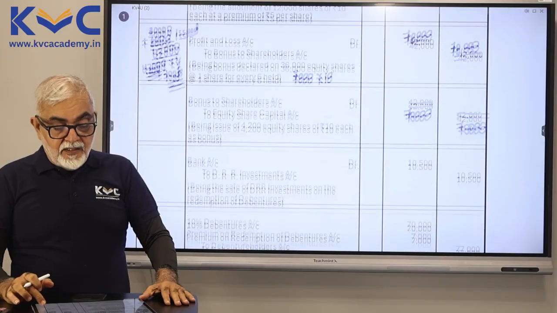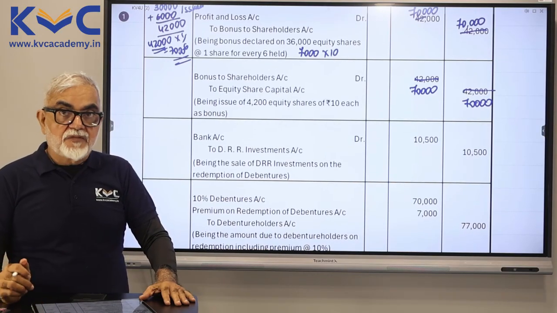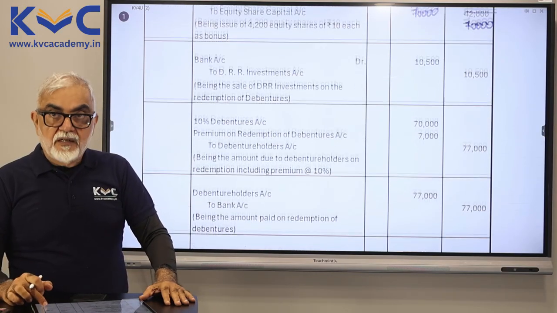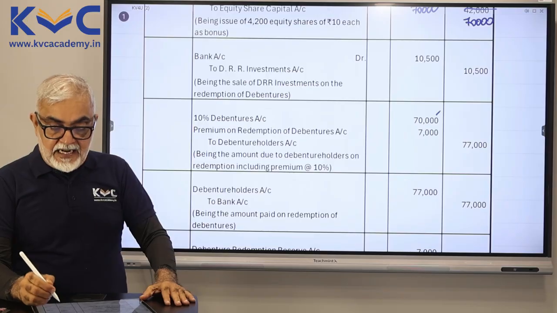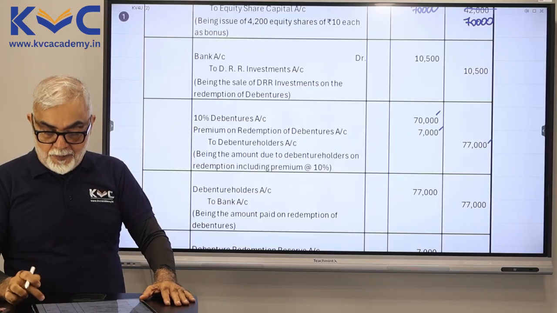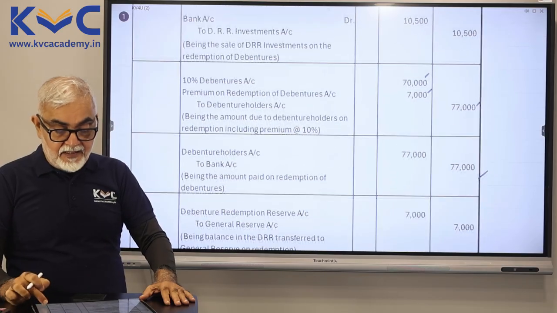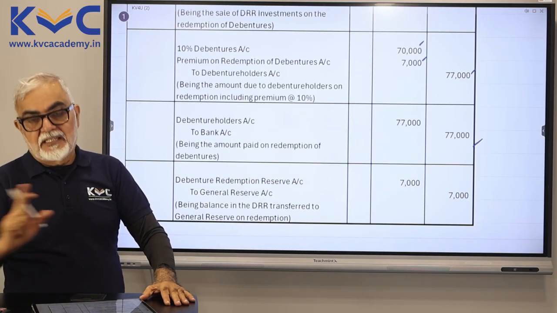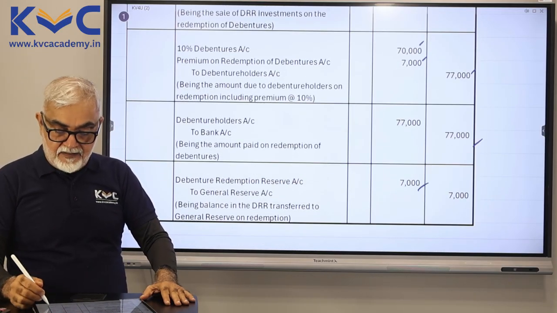Okay. Then we sold the investments for debenture redemption. Debentures of 70,000 are going to be redeemed at a premium of 7,000. So debenture holders to bank 77,000. And then debenture redemption reserve is transferred to general reserve 7,000.